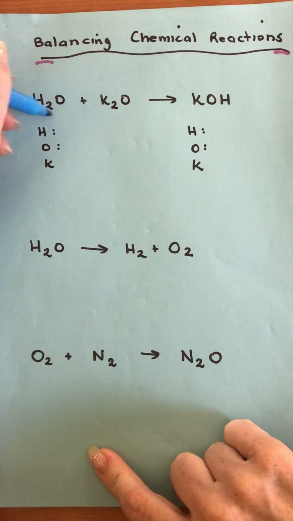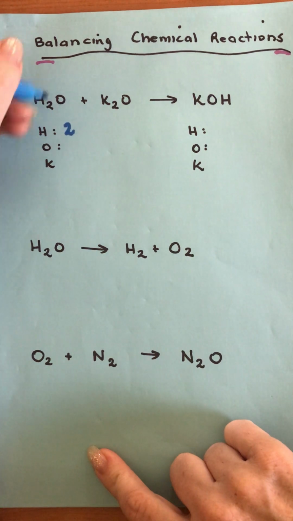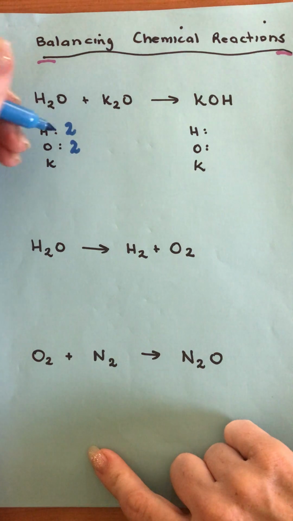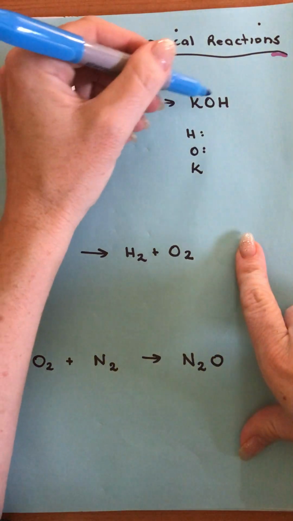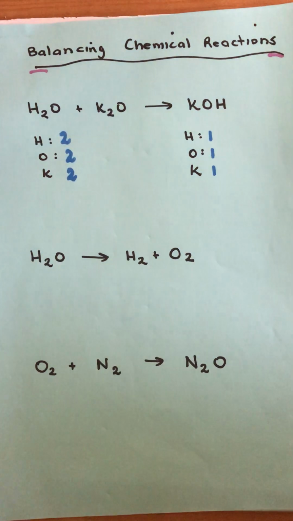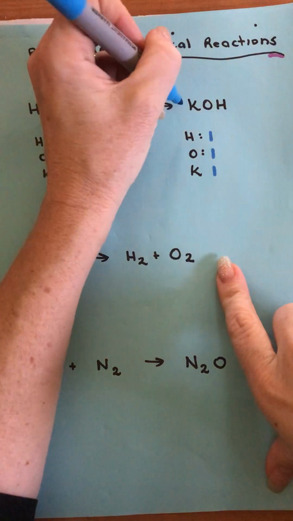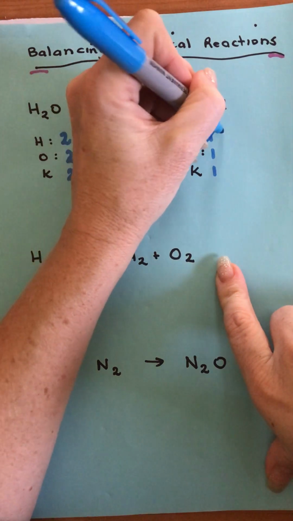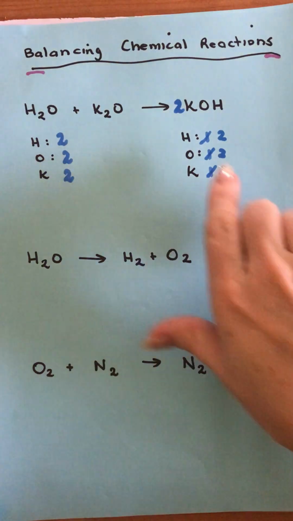Now hydrogen, I've got 2 on this side in the reactants. For my oxygen, I've got 1 here and 1 here, so that's 2 altogether. And for my K, I've got the 2 there. Over here, I've got 1 of each. So to start with, I want to try just doubling what I've got here. So then I look and check, that would go to 2, that would go to 2, that will go to 2. So I've now got a balanced reaction.